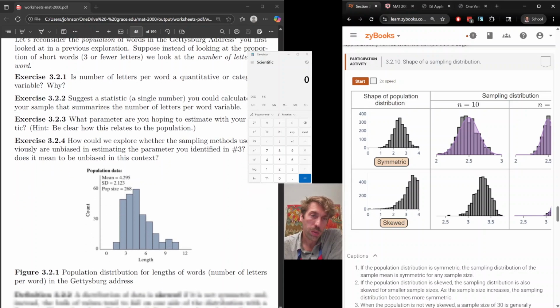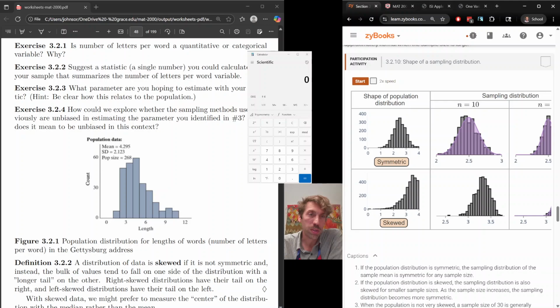For number 3, what parameter are you hoping to estimate with your statistic? For our situation with the Gettysburg Address, you know the whole population, which is something you often wouldn't know in a real applied statistical situation. So don't tell me what the number is, tell me how you would find it. But be specific to this case of the Gettysburg Address.